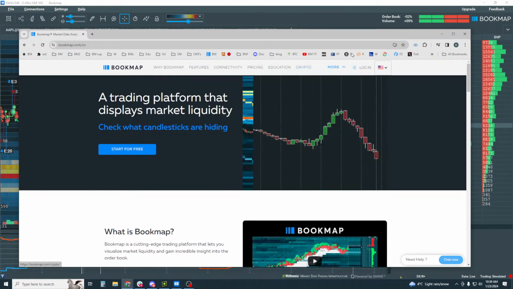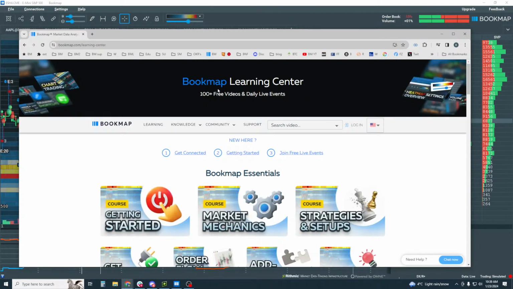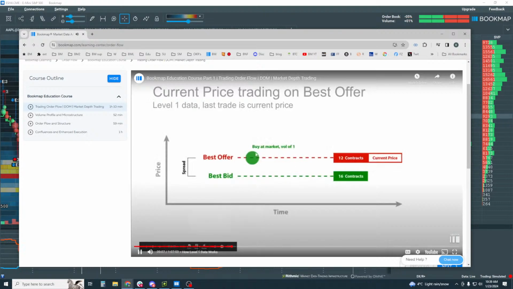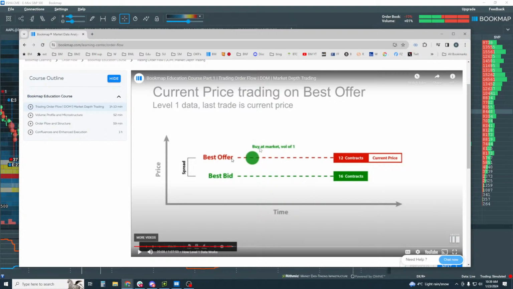However, we've got one better here. You can just go to bookmap.com and then hit the education button. It'll take you to our learning center, and go over the market mechanics course here. Watch part 1. This trade that just took place was this one here. We have it in diagram form, understanding the very basic market mechanics, but it is extremely important to understand this: the best offer, the best bid, the spread, and then the aggressor, the market buy, hitting or lifting the offer, hitting into these 12 contracts here.